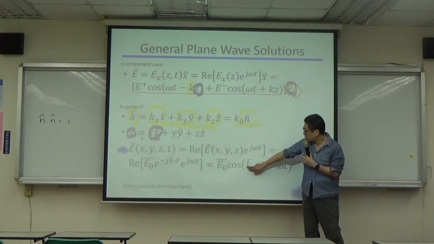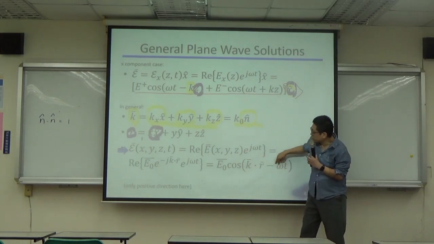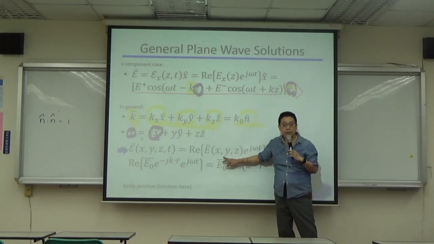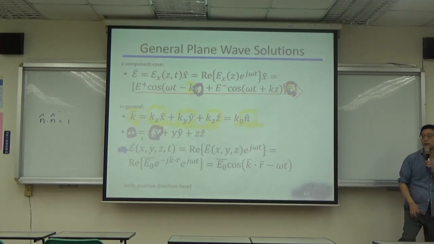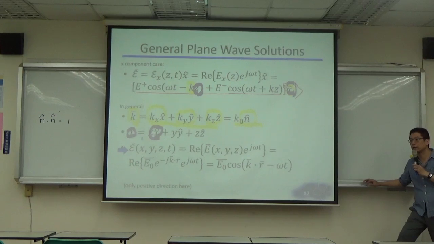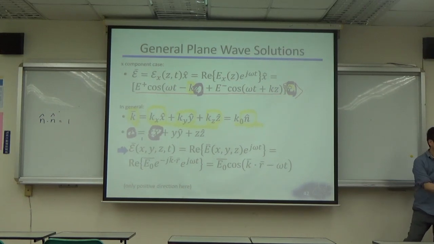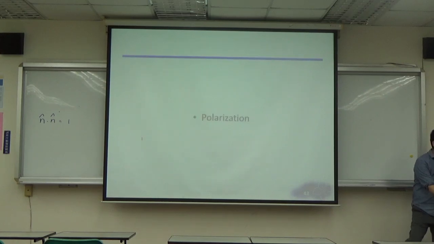This is a cosine, this is a scalar, so you need to use a vector outside. Okay, next part, the polarization.